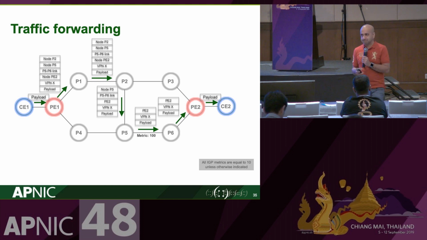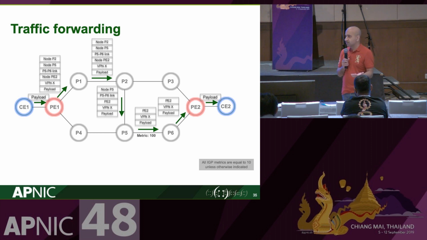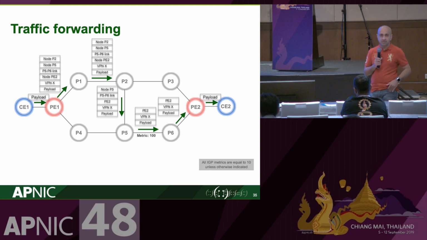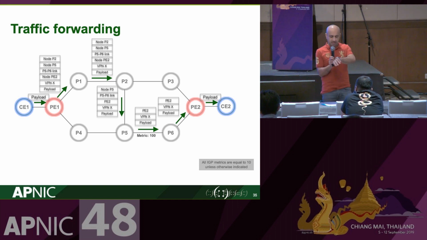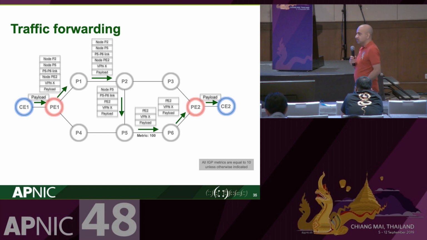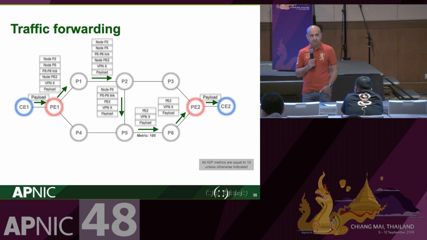Does that make sense? Do I need to repeat this, or did everyone get that? So do you see the power of segment routing? We are able to route the packet on a totally arbitrary path. We said we want to go to P2. We said we'd like to avoid the link between P2 and P3. We want to go to P5, take the link between P5 and P6, and that's how we get to the destination.